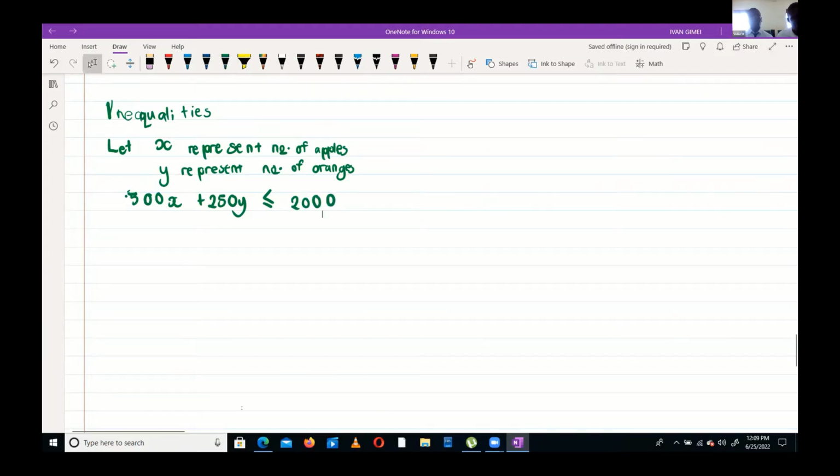That is our first inequality, but we shall have to plot this somewhere, which means we shall need to reduce this, and we can use a common factor here that is 250. So if you divide throughout by 250, we shall end up with 500 divided by 250, that is 2. So we shall have 2x plus y is less than or equal to 8. And this is our first inequality.